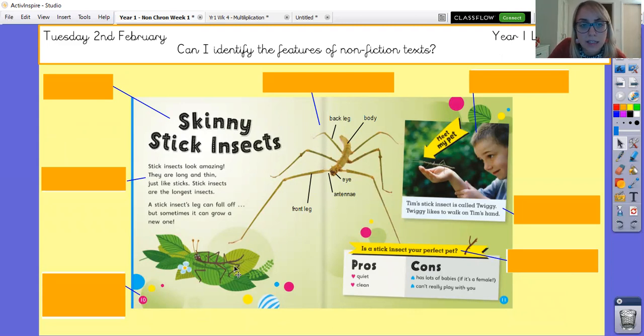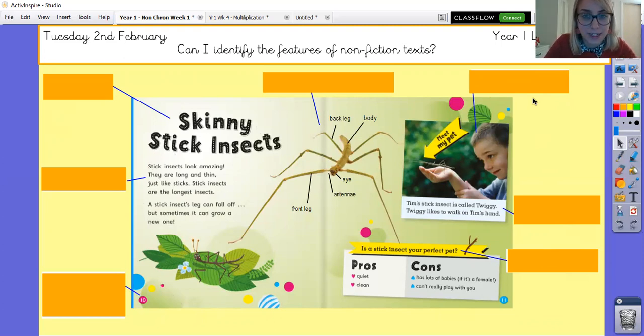So here is the stick insects information book that we looked at yesterday, and I have got some labels here of some of the features, but I've covered them up. Can you remember what the names are of some of the features that I have got boxes for? So pause the video and can you work out what the features are?